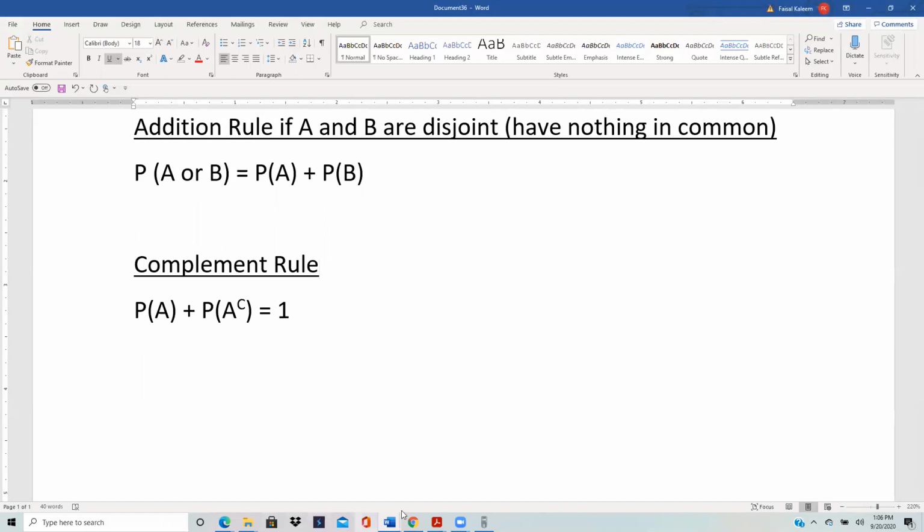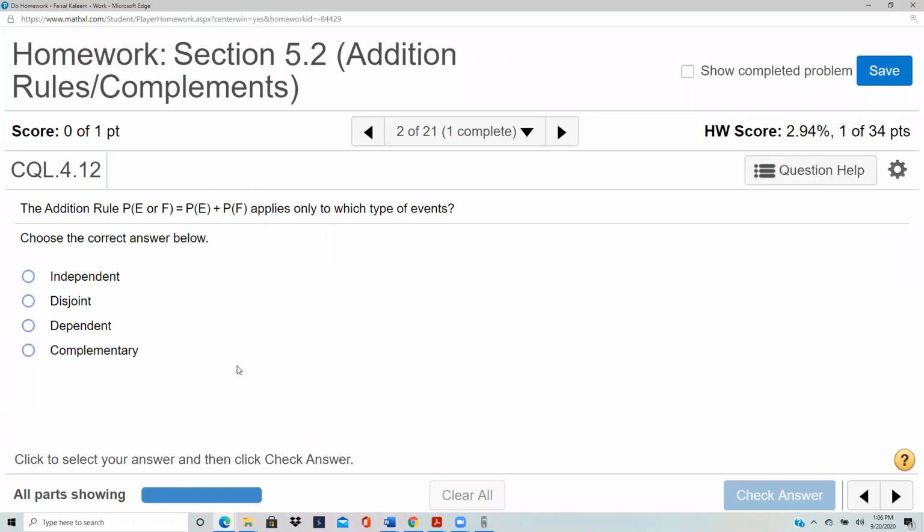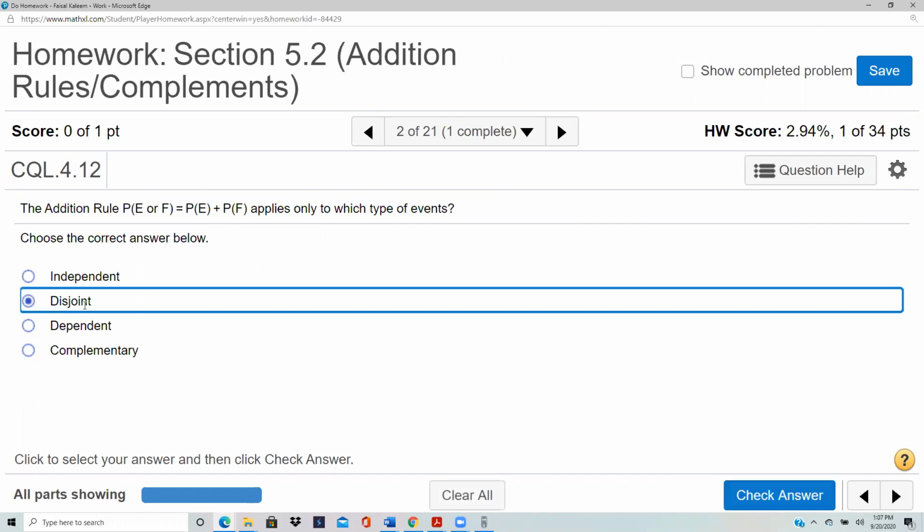So let's go back. The addition rule, P(E or F) equals P(E) plus P(F), applies only to disjoint events, because in general, we do subtract P(E and F).